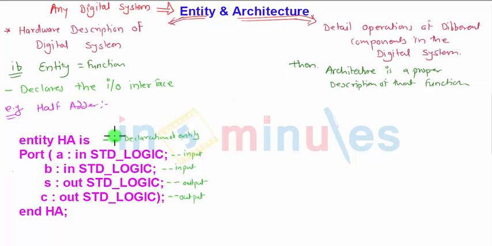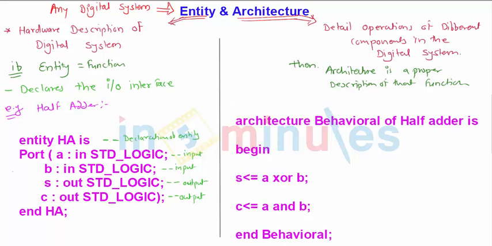Now let us see about the architecture. I will use the same example for the architecture, but here architecture can be of three types. Entity is just defining the IO part. IO part is the input and output part.